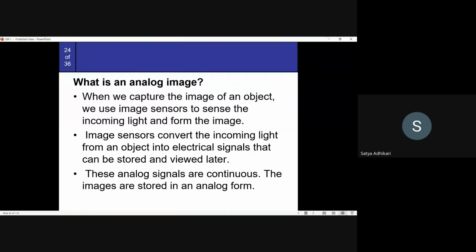So when we capture an image of an object, we use an image sensor to sense the incoming light and form the image. The image sensor converts the incoming light from an object into an electrical signal that can be stored and viewed later. These analog signals are continuous, and the image is stored in analog form.